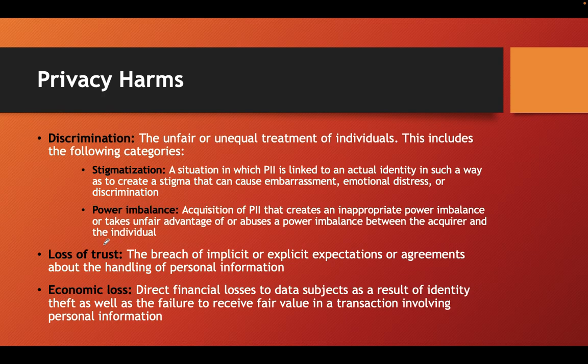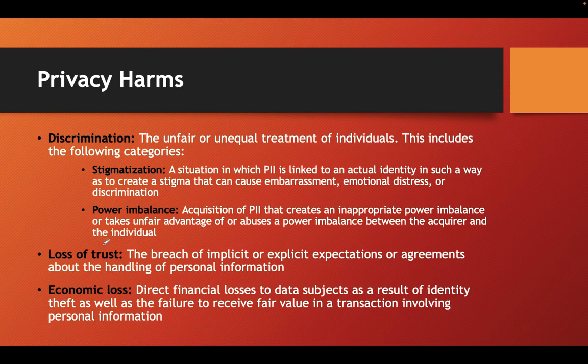Number 2 of privacy harm is discrimination, the unfair or unequal treatment of individuals. This includes the following. One is stigmatization. You label these people, you give them a name, you stigmatize them, you embarrass them, you cause emotional distress and emotional damage to them, and all of this is a result of discrimination. Stigmatization is an example of discrimination. Then power imbalance: discrimination can result in power imbalance.